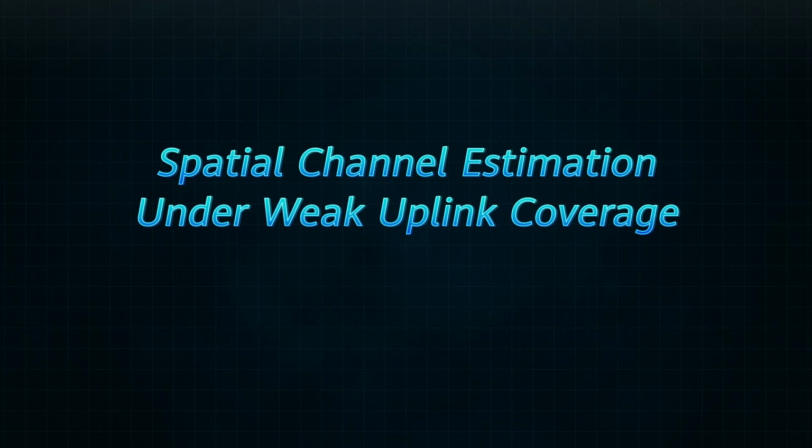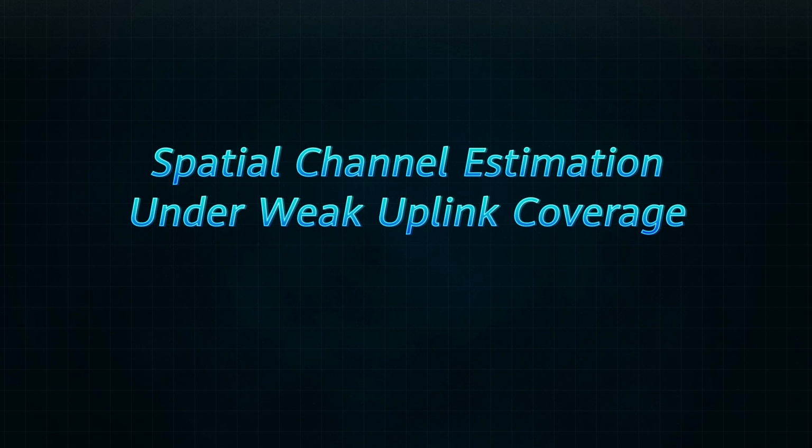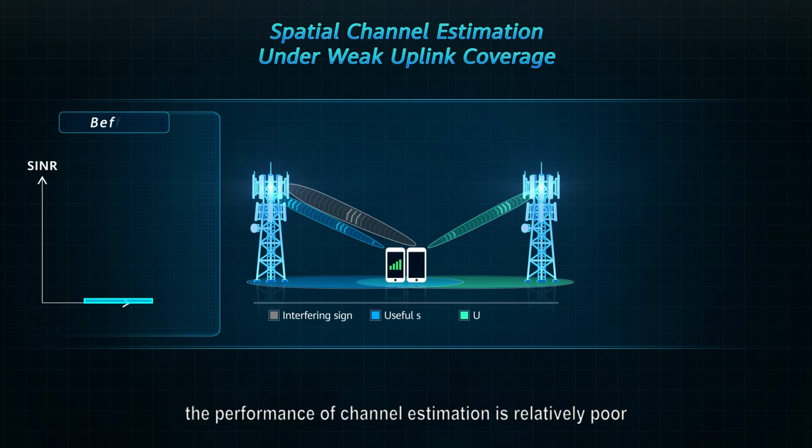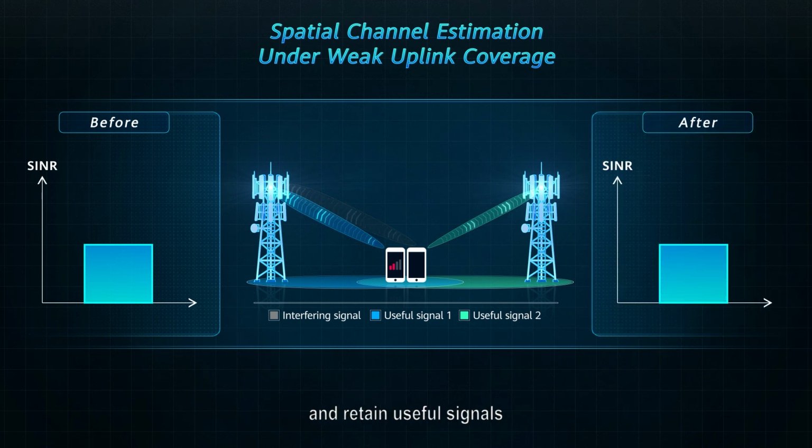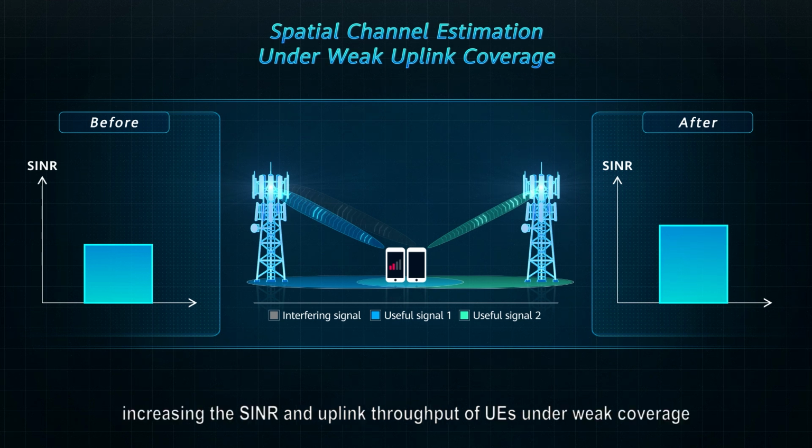Spatial channel estimation under weak uplink coverage. In interference scenarios, the performance of channel estimation is relatively poor. Spatial channel estimation under weak uplink coverage is introduced to minimize interference signals and retain useful signals, increasing the SINR and uplink throughput of UEs under weak coverage.